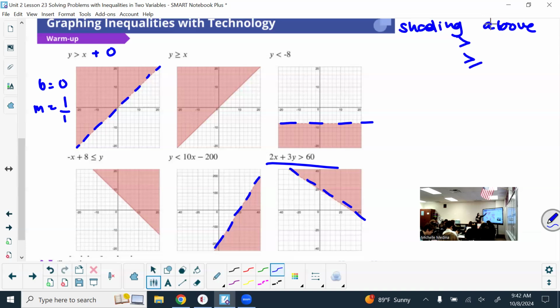You could look at their signs. All of them face this way except for this one, but yet we're still shading this one above. Why? What else is important when we're looking at it? Ways.